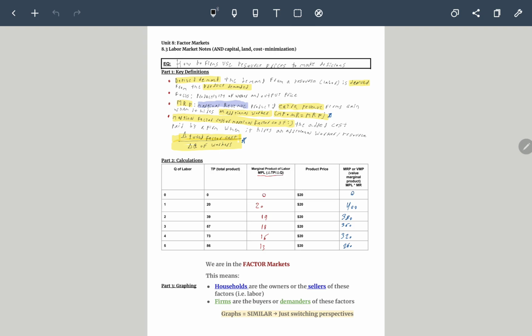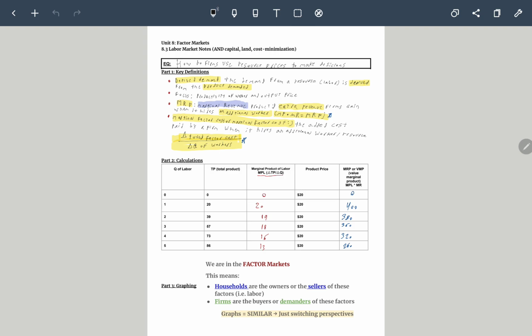Now, you may ask, how are these even used? Why does this matter? Well, let's say you are given quantity of labor and total product, and you are meant to find the marginal product of labor, the MPL, and the MRP. Now, first, you look at your quantity and your total product. Now, the change in total product over the change in labor is your marginal product of labor.